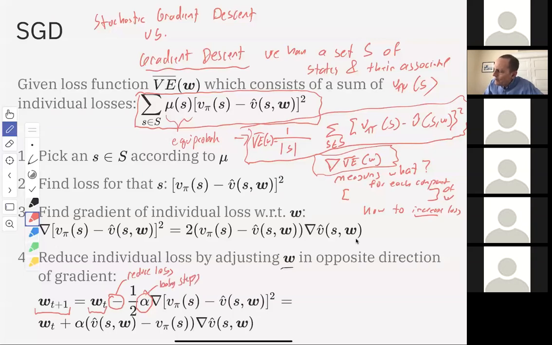And then we have our gradient, okay? Where we've lost our 1 over, right now we've lost our average over all the states. And here we're just looking at a single state. So really just looking at the loss for a particular state, okay? I'll talk about that in a moment.